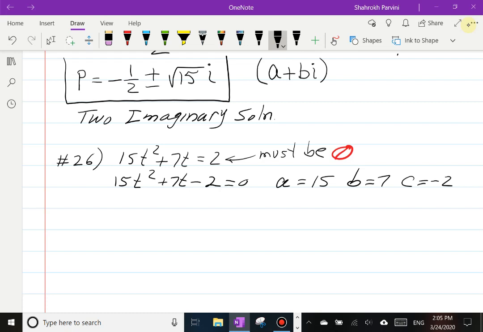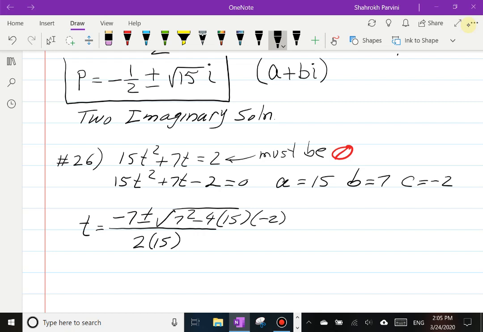And then from this, I'm going to solve the equation for t, and the solution is going to be 2a in the denominator, that would be 2 times 15, negative b in the numerator, plus or minus the square root of b squared, that's 7 squared, minus 4a, a is 15, and then c, negative 2. And be careful, notice how I extend this fraction line. The fraction line has to cover the entire numerator, not just a portion of it. So this is going to be negative 7 plus or minus.